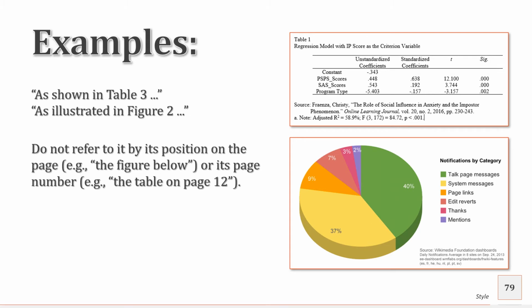Why do we say this? Remember, when citing a table or a figure in your writing, refer to it by its number, such as Table 3 or Figure 2. Do not refer to it by its position on the page, for example, the figure below, or using the page number, for example, the table on page 12.